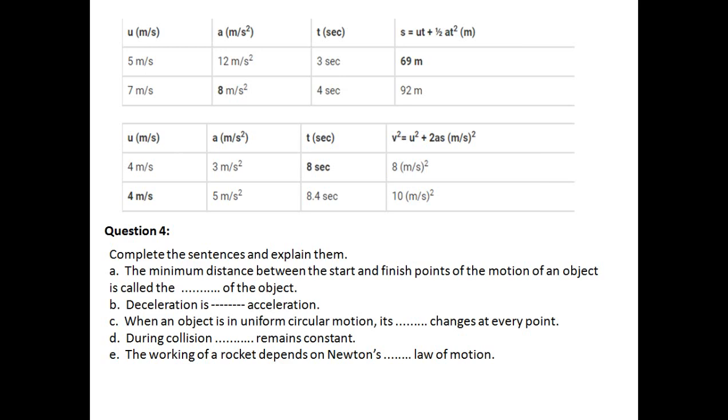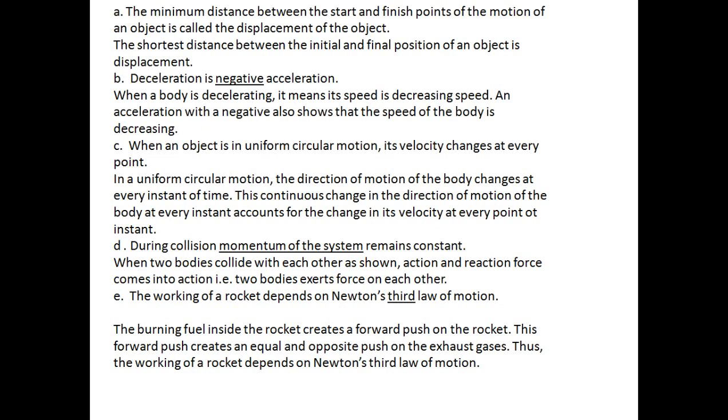B, deceleration is a dash. Negative acceleration. What is deceleration? Deceleration is a negative acceleration. It means that the object was moving with a larger velocity, but instantly it changes the velocity, it decreases its velocity, and then there is a change in velocity, so acceleration will occur, and that will be known as the negative acceleration. Okay, so when a body is decelerating, it means its speed is decreasing, and acceleration with a negative sign also shows that the speed of the body is decreasing.